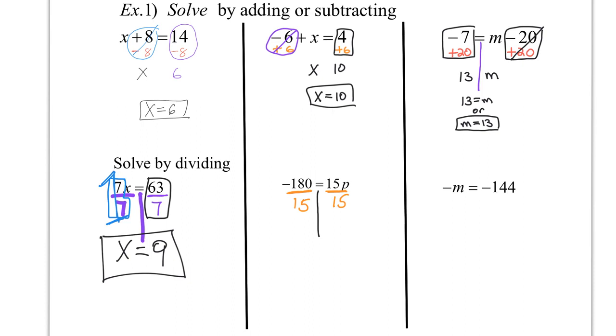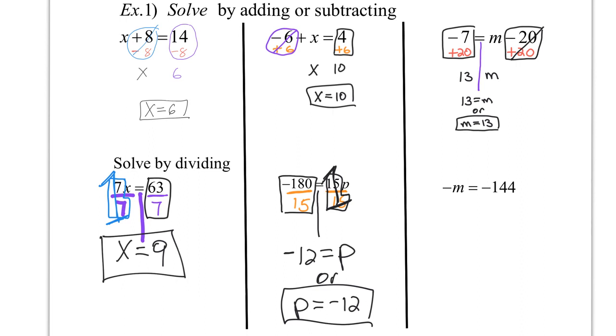So when you guys divide the left side, negative 180 divided by 15, you guys will get a negative answer, and it will be negative 12. Equals, on the right side, 15 divided by 15, that's going to equal 1. We don't need that 1 next to the p, so we just bring down the p. I told you guys p is very common to be on the left side, so you guys can switch. P equals negative 12.